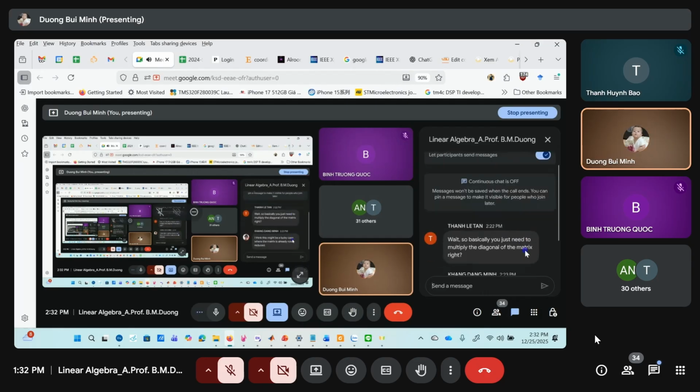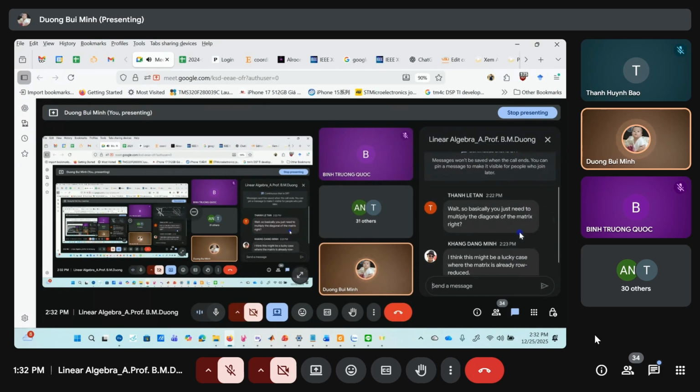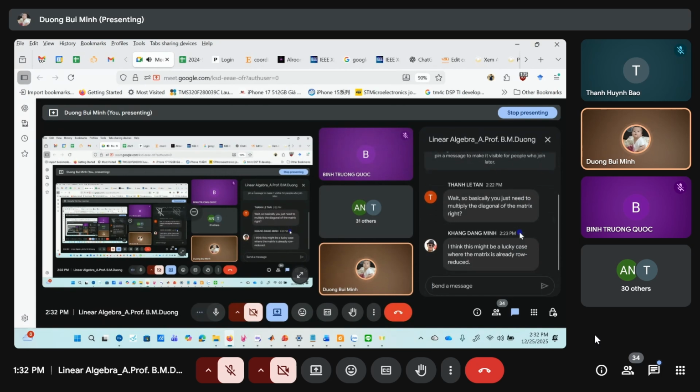Wait. So basically, you just need to multiply the diagonals of the matrix, right? Yes, of course, you can do that. We have many ways. Okay, it's up to you. You are correct. I think this may be a lucky case where the matrix is already row reduced.